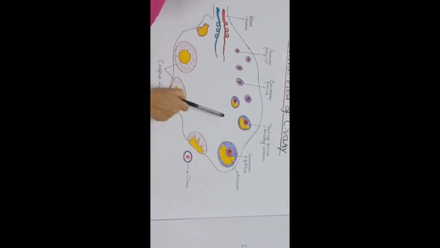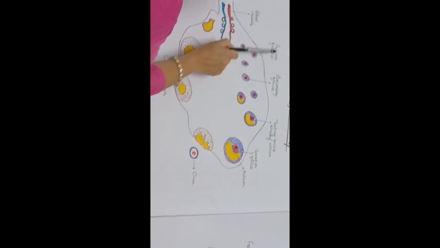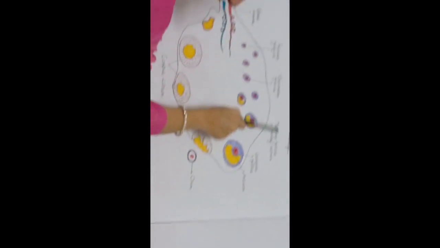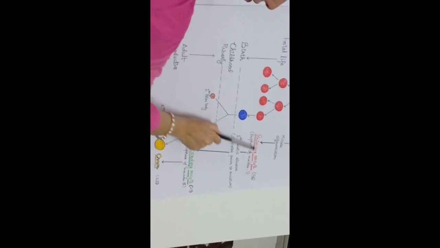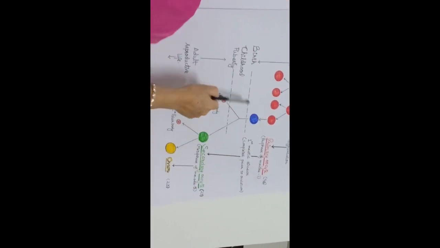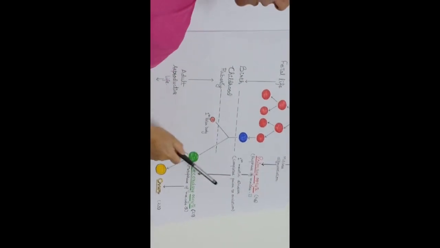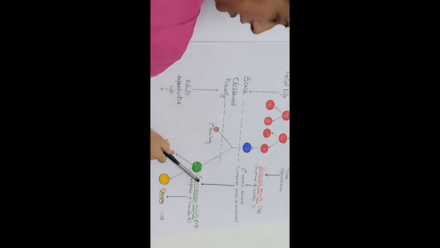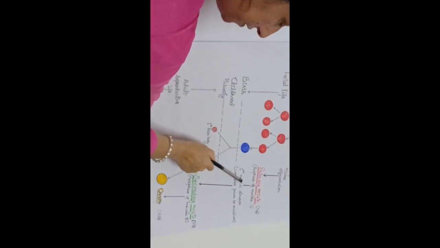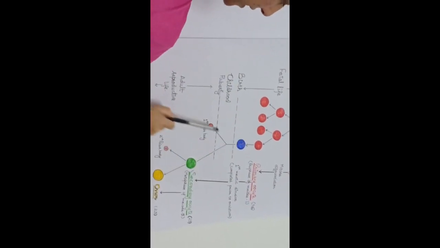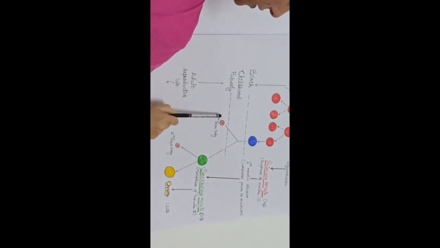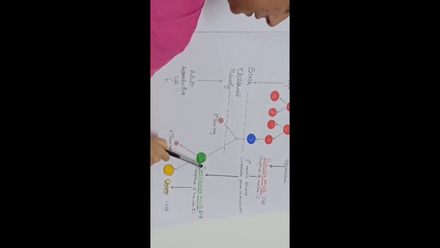Now in the primary follicle there is the primary oocyte, and in the tertiary follicle, this primary oocyte, which is in the prophase of meiosis 1, completes its first meiotic division, and there is formation of two cells, the secondary oocyte and the first polar body.